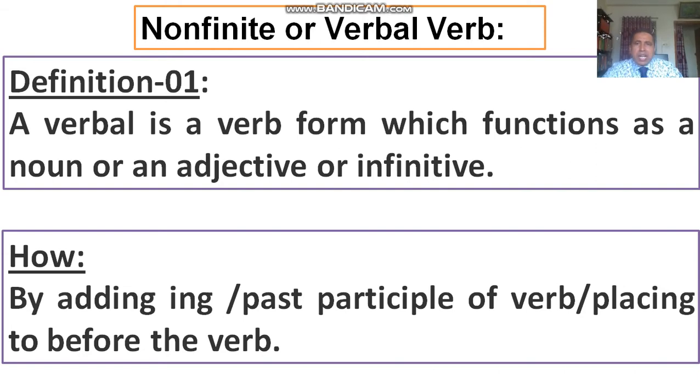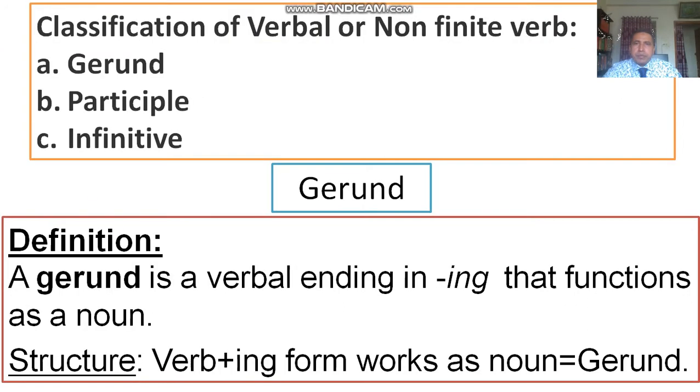Dear students, you can ask me the question: how? By adding ing with the verb, or the past participle of the verb, or placing to before the verb. So this is the way how a verb can be changed into verbal or non-finite verb. Dear students, we can classify verbal or non-finite verb in three kinds such as gerund, participle, infinitive.